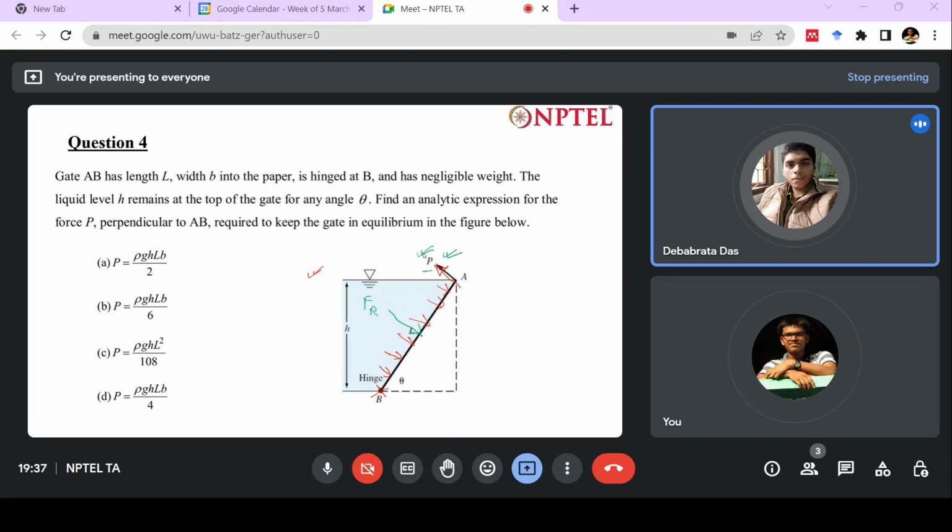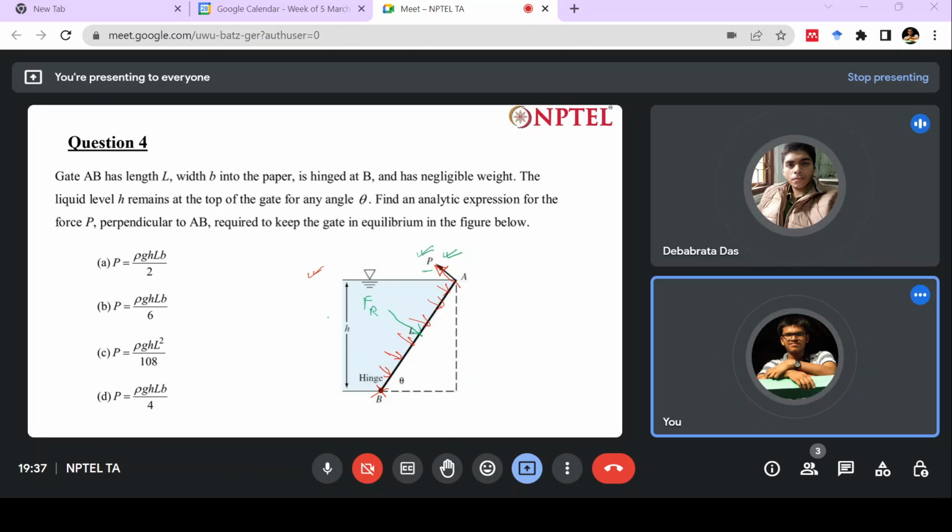So you will have to find... it is given at an angle, so we will conserve the moment and then calculate the forces for each of the components. So you have to find two things.